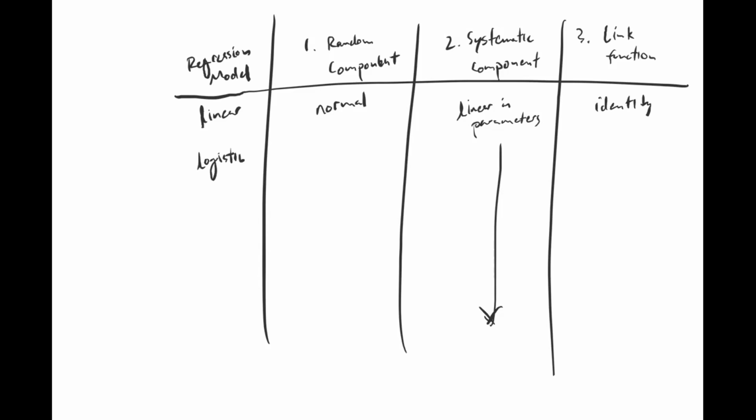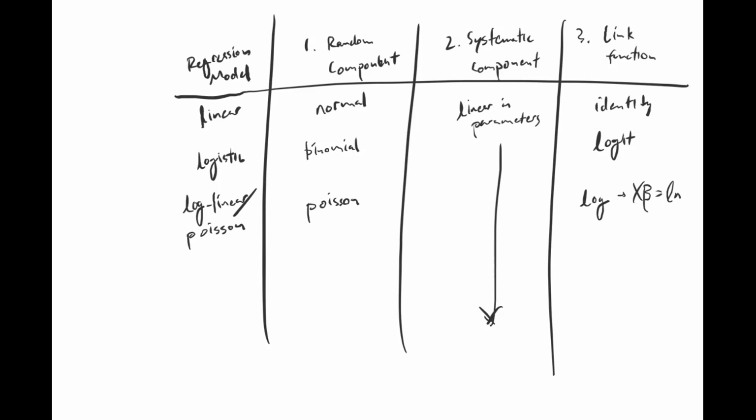And then we had logistic. So this would be binomial, link function is logit link. You can have something like a log linear. And actually, it'll also be the same for a Poisson regression. Your random component would be a Poisson distribution. And then your link function would be a log link. And this is x beta equals ln of mu.